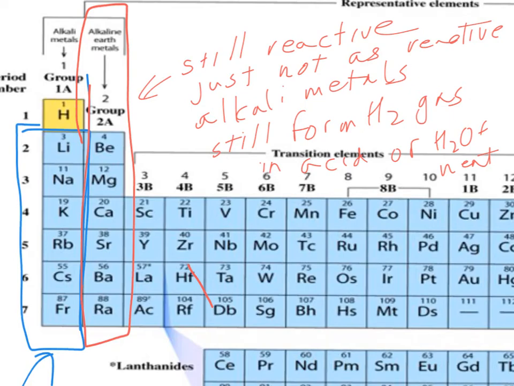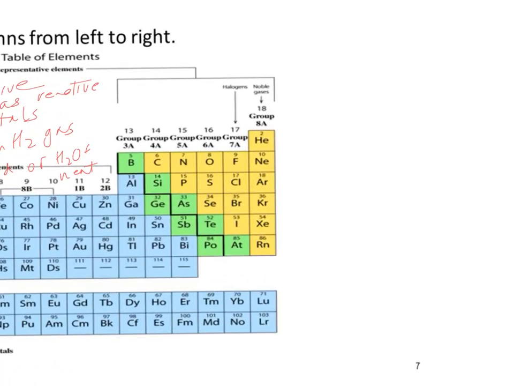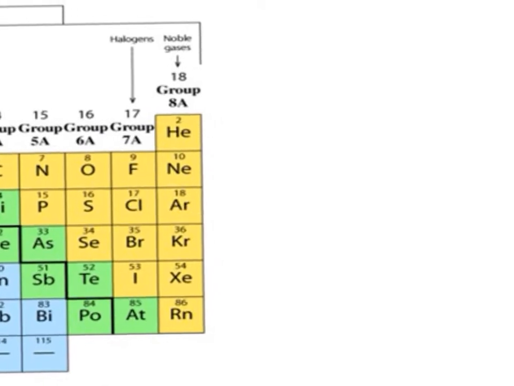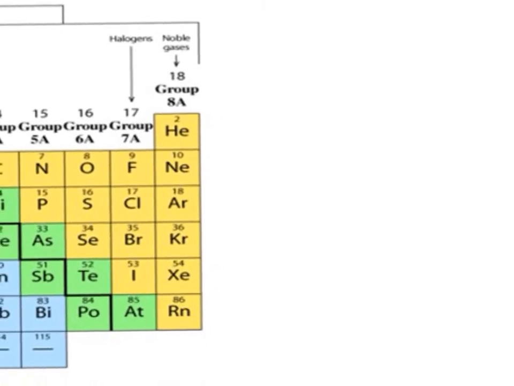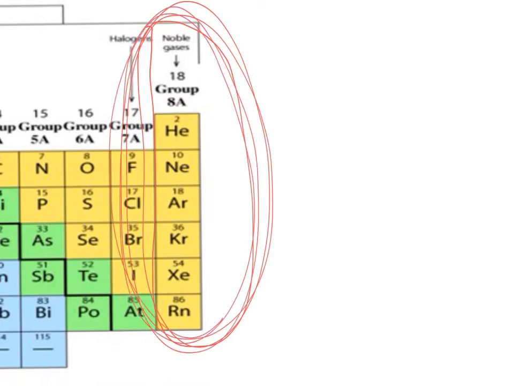All right, we have one other group to talk about, and this one other group is remarkable and noteworthy for one simple fact. They don't do anything. The last group we want to talk about is the noble gases. The noble gases are the elements down here in 8A, and they're distinguished and known for their lack of reactivity.